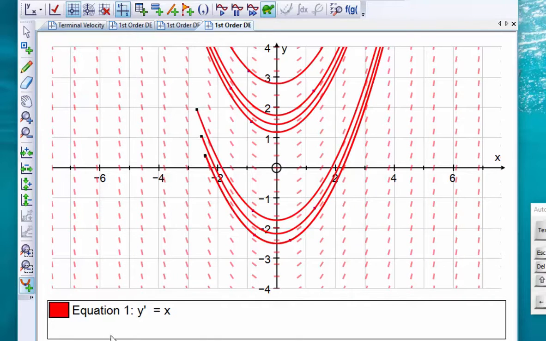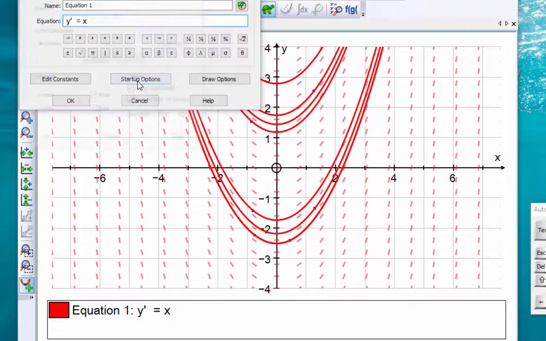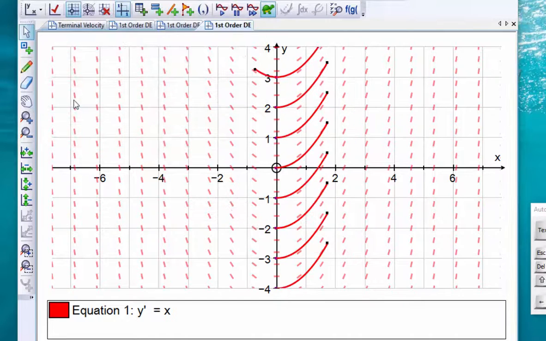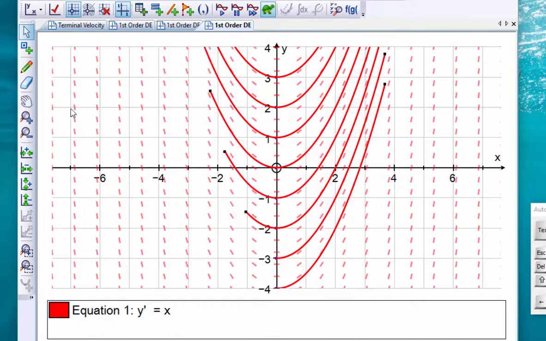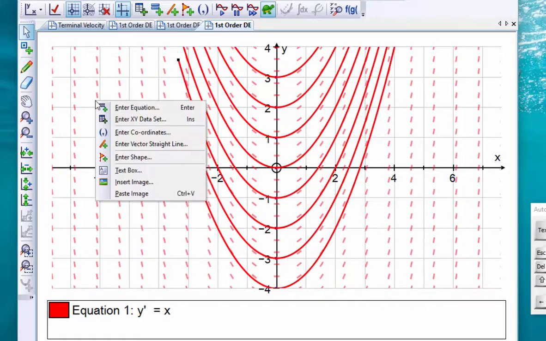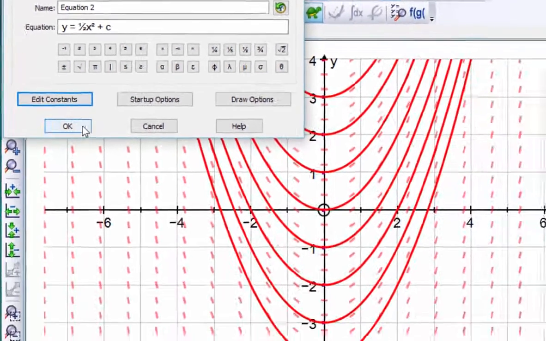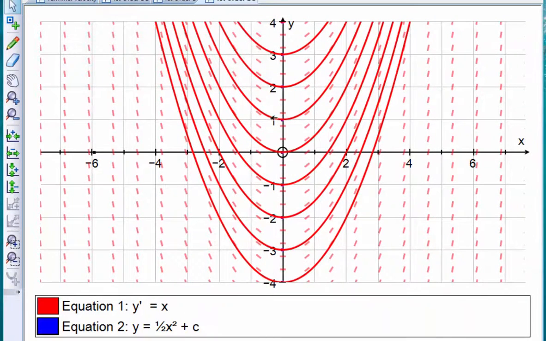Now it's beginning to look a bit of a mess, so double click, we'll do the startup options, point set and y-axis. Okay, okay. And now we have a set of parabolas. The answer, of course, is a half x squared plus a constant, so let's put that in as well. y equals 1/2 x squared plus c. Now c will be 1 to start with, so it's going to be this one here.